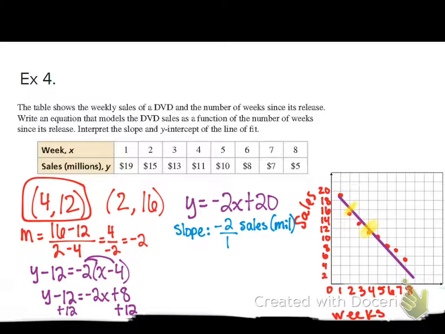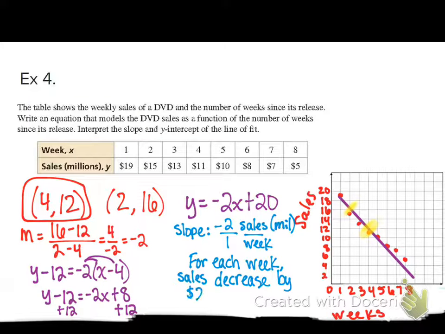And what did our x represent on the bottom? Weeks. So when we interpret this, it's saying for each week that passes, what's happening to the sales? They decrease by how much? Sales decrease. So we knew it decreased because of the negative, by, Dominic? 2 million. For each week, sales decrease by $2 million. That's an interpretation of our slope.